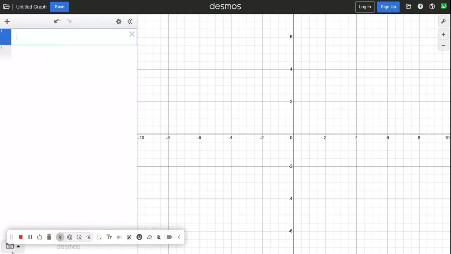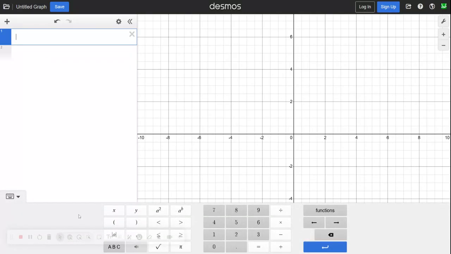Now down here, we have the keypad, which is very helpful when typing in your equations, especially with exponents and pi, which can be tricky when entering on a computer. In row 1, I'll enter in the point 2, 3, and it'll pop up on the graph over here.